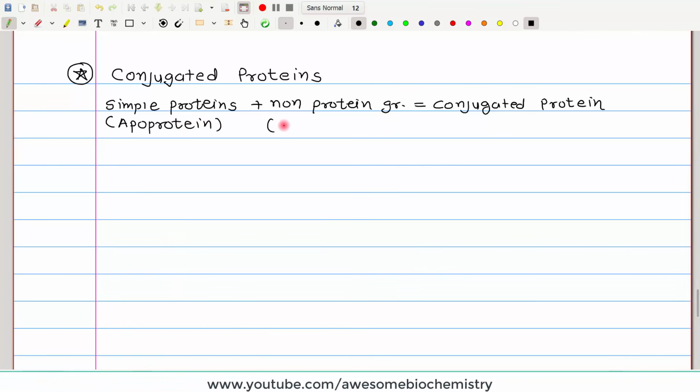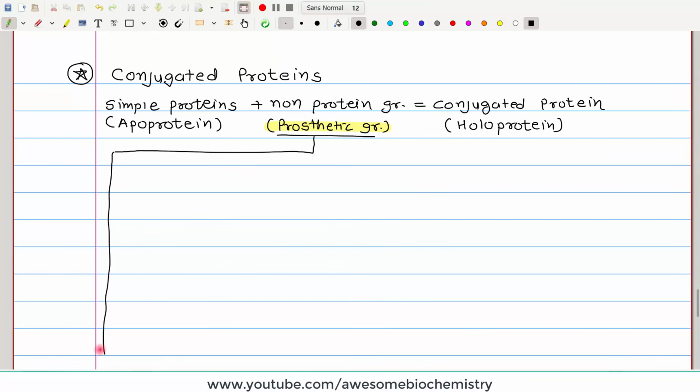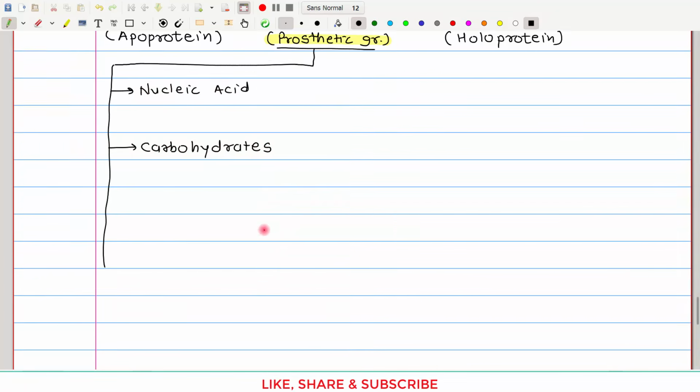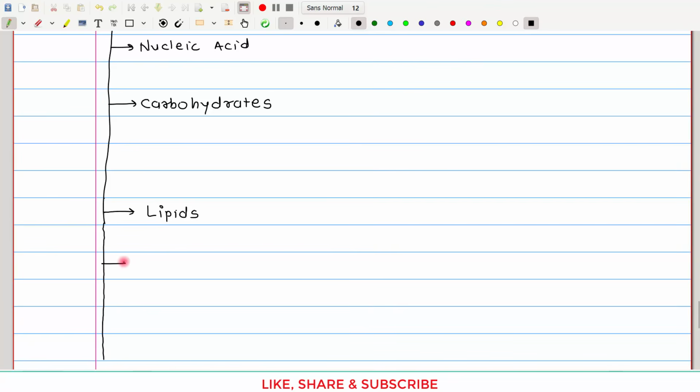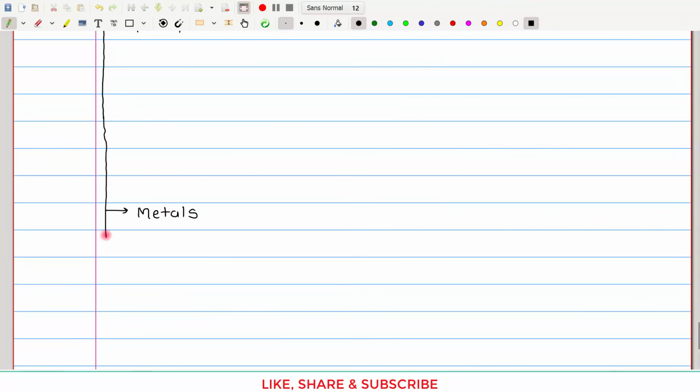Its non-protein group, we know them as prosthetic groups, and when these two combine, we get a complete protein. So we can also call them a holoprotein. Now based on what kind of prosthetic group is present, we can further subclassify it. So this prosthetic group can be nucleic acid, carbohydrate, lipids, phosphates, metals, or colored compounds.